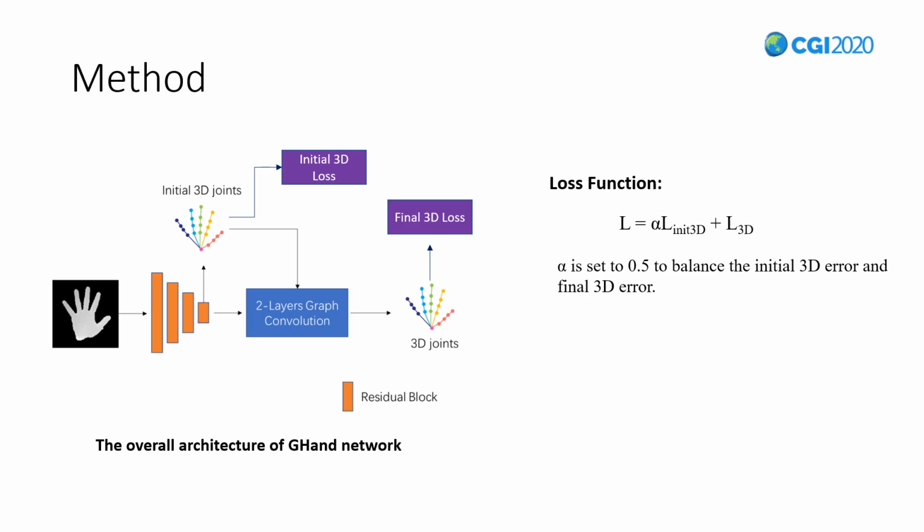We have two loss functions. First is the initial 3D loss, and second is the final 3D loss. We set alpha to 0.5 to balance the initial 3D error and the final 3D error.